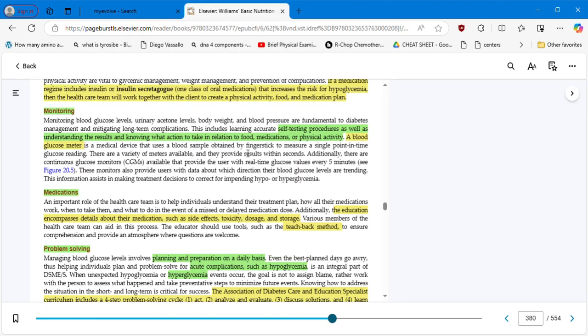So we need monitoring, self-testing procedures as well as understanding the results and knowing what action to take in relation to food, medications, and physical activity. A blood glucose meter is a medical device. So it is your glucometer that patients need to start using.